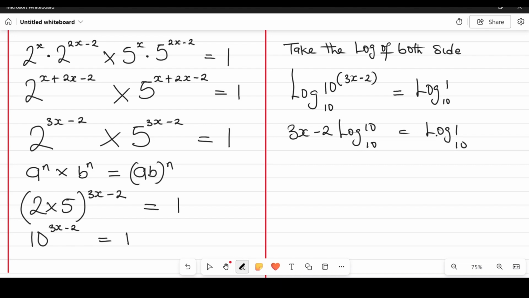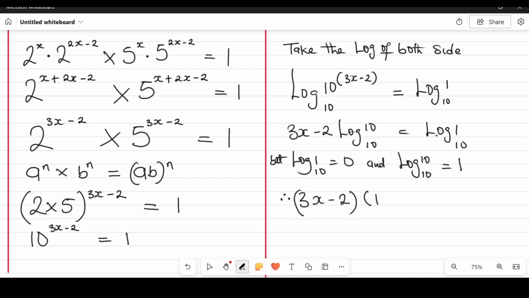We know that log 1 to base 10 is equal to 0 and log 10 to base 10 is equal to 1. So therefore, I will have that (3x minus 2) all multiplied by 1, because log 10 to base 10 is 1, equal to 0.